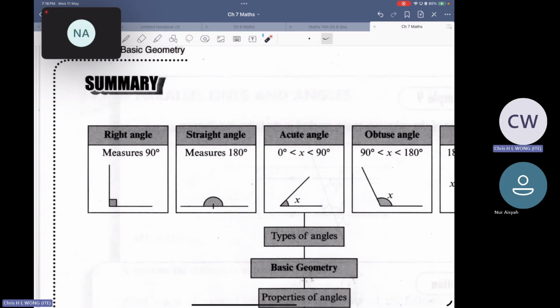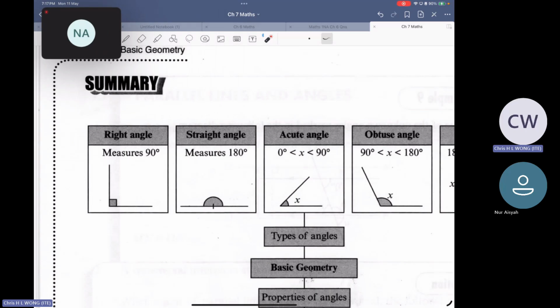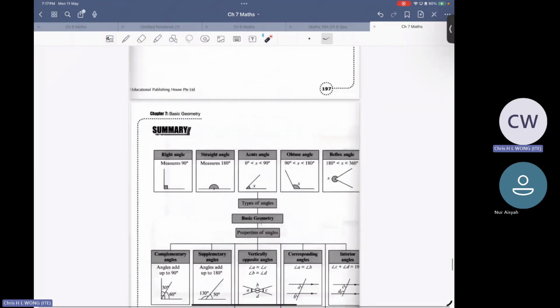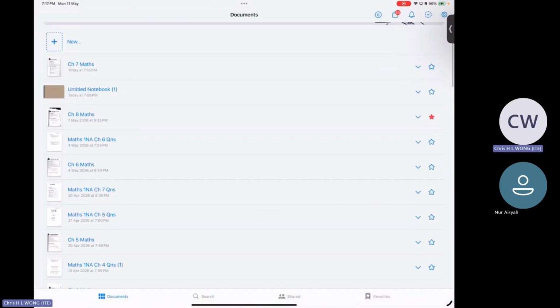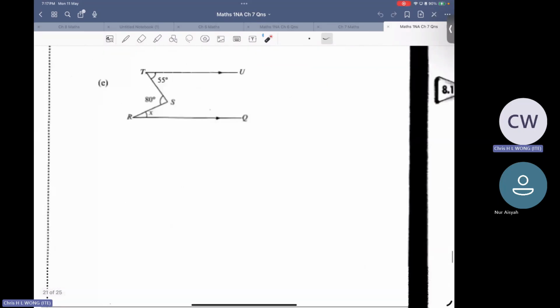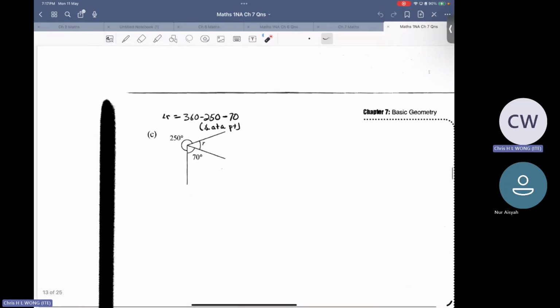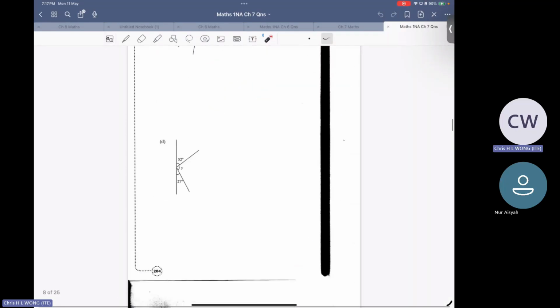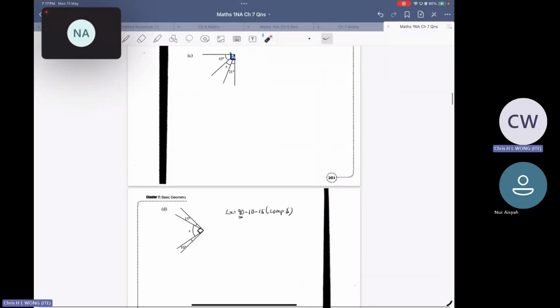Now, shall we do questions? Let us start with the easy ones first. Chapter 7 questions. Let me pull it out. If I have given you the text, you can take it out. Chapter 7. There you are. Let's start with this. Let me clear this. Simple ones first.